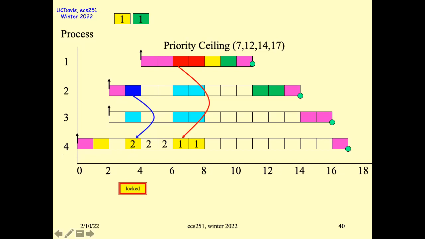Because why? Because I'm actually blocking 2. I haven't blocked 1. I don't know whether 1 will come in, but I'm already blocking 2. So that's why I actually need to bump up my priority to 2. Okay, this is a bit tricky.